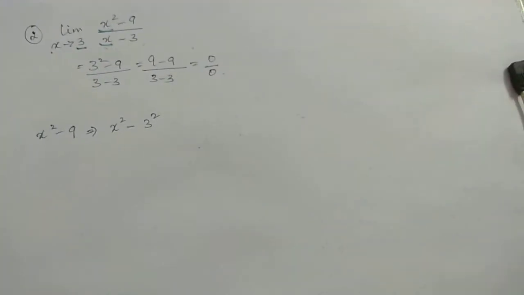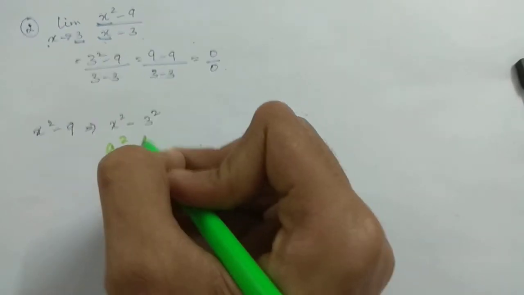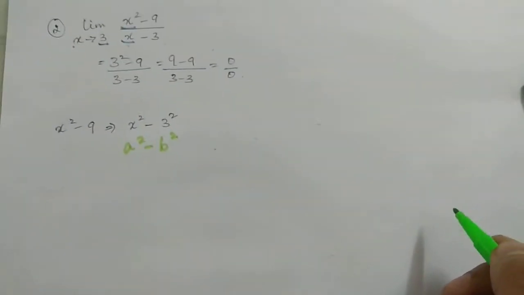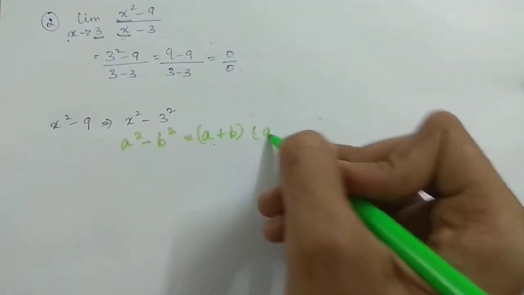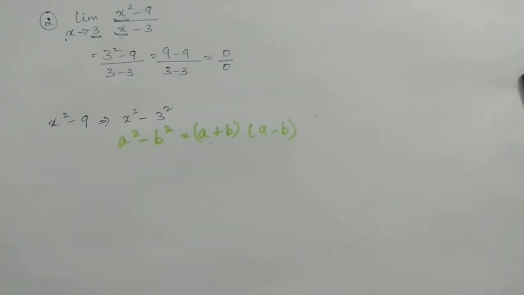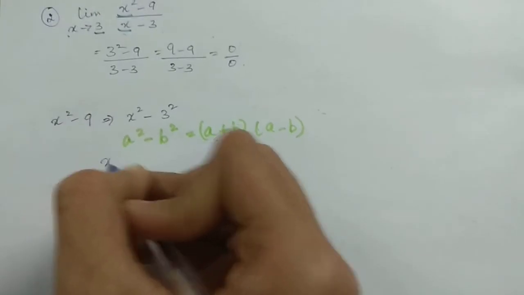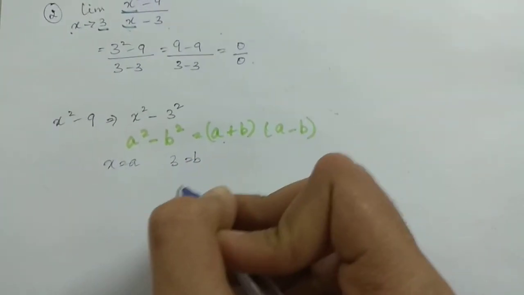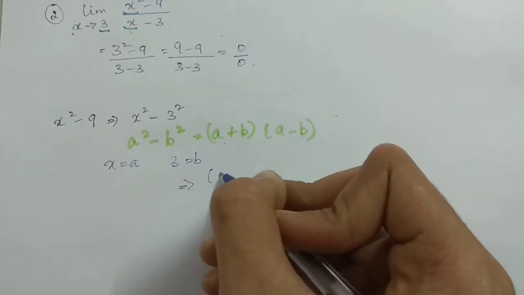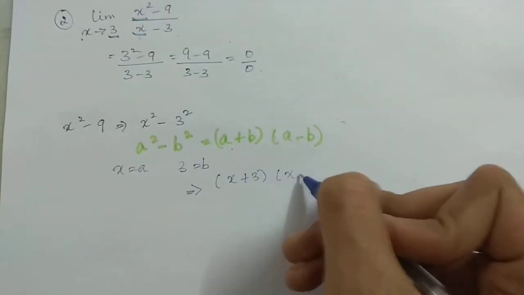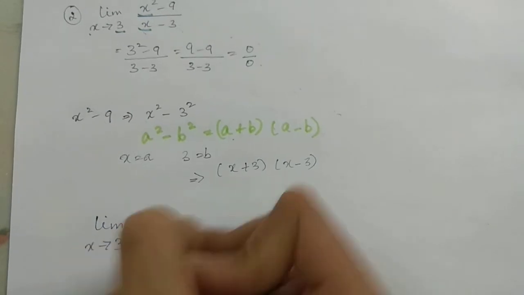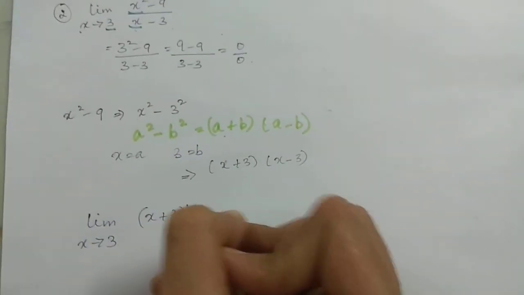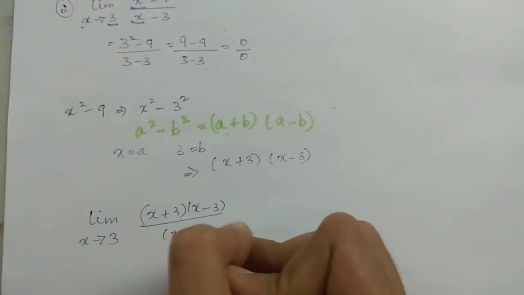Now x square minus 3 square is of the form a square minus b square. The formula for a square minus b square is a plus b into a minus b. So here, as we have x square minus 3 square, where your x is equal to a and your 3 is equal to b, our final factorized answer would be x plus 3 into x minus 3. So let's write down our question once again. Limit x tending to 3, x plus 3, x minus 3 divided by x minus 3.